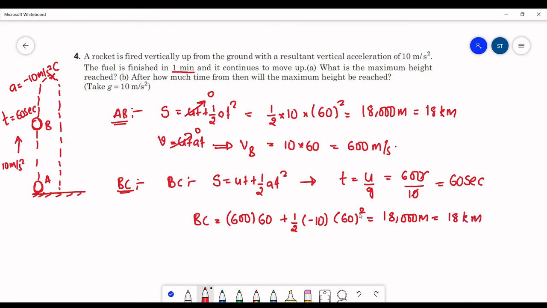So here the total maximum height will be AB 18 kilometers plus BC 18 kilometers, that will be 36 kilometers. First part. Second part, they are asking after how much time from then will the maximum height be reached. This is already calculated. The time from then, from where the fuel is finished, is 60 seconds, or we can write it as 1 minute. This will be the solution for this question.